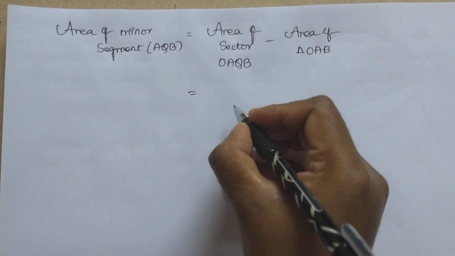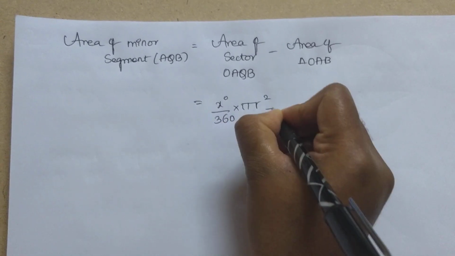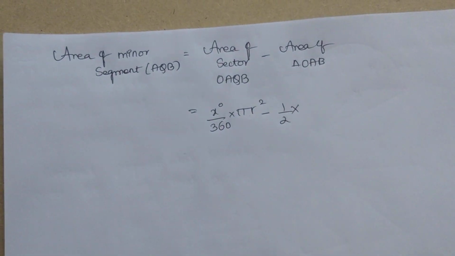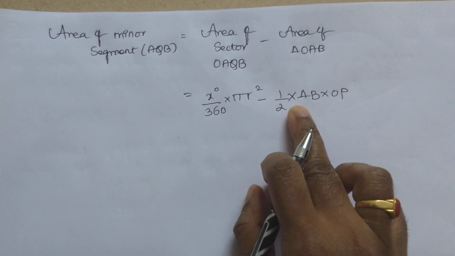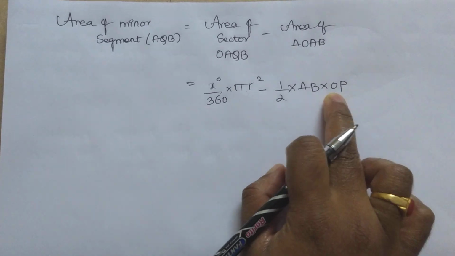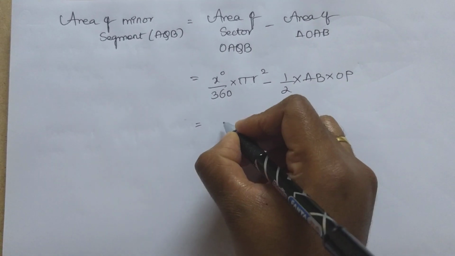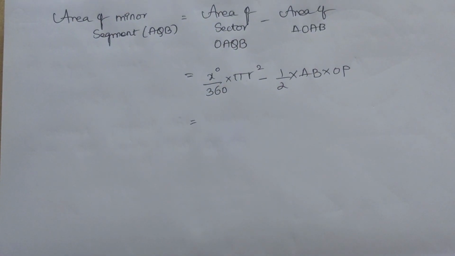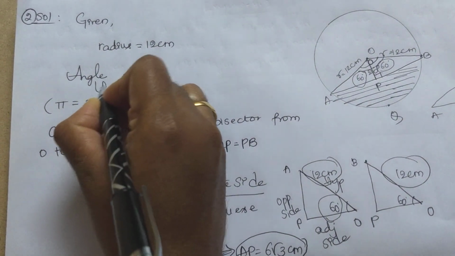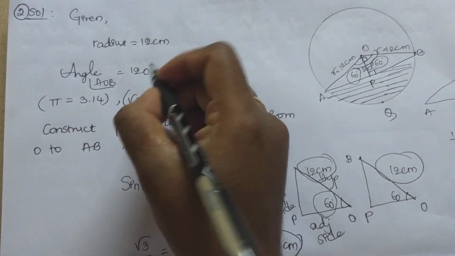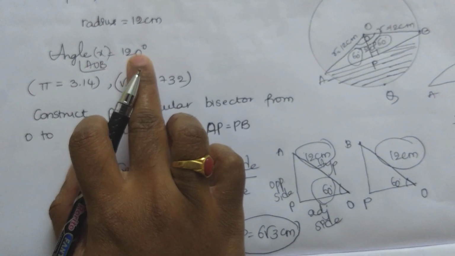Let's write the formula first. What is the formula? X degrees by 360 degrees into pi r square minus 1 by 2 into base, which in the figure we have taken as AB, into OP, right? This is base and this is height. Okay, this is the perpendicular bisector and this is AP side base. So X degrees, what is the angle they have given here? Angle AOB, they have given it as 120 degrees. So we assume it as X, so that we substitute this value in X.